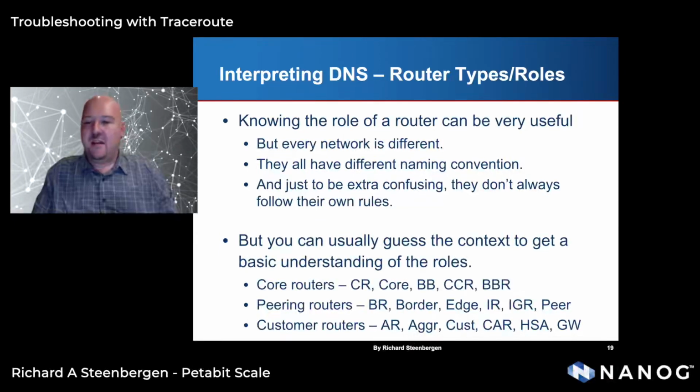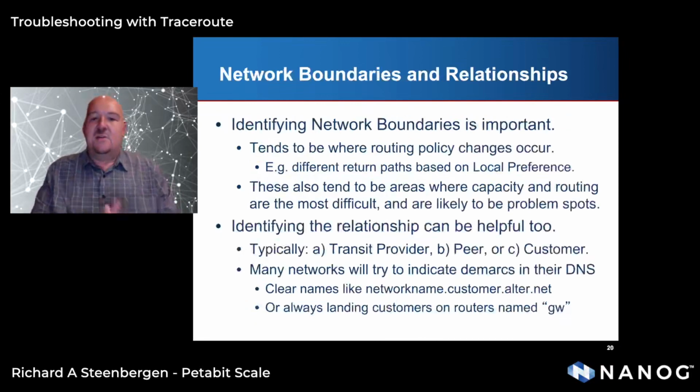Customer routers tend to have names like aggregation or customer, AR, or CAR, customer aggregation router, or HSA, high-speed access, or GW, gateway. These are some very common conventions that you see in a lot of the major backbones that are out there. So the reason you care is you want to be able to identify a network boundary.